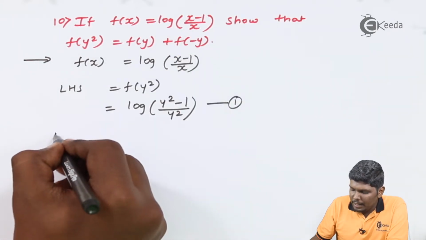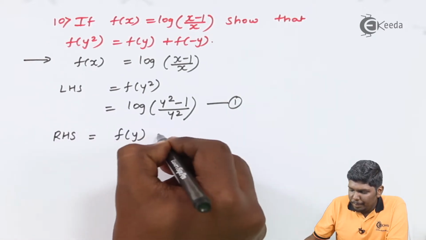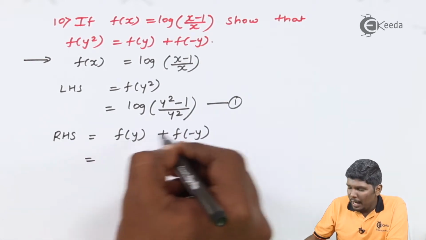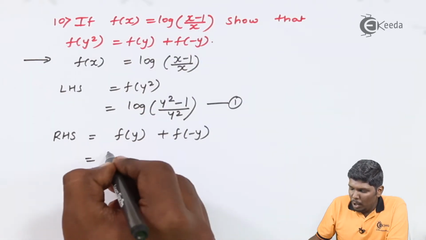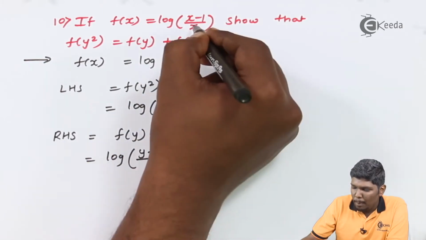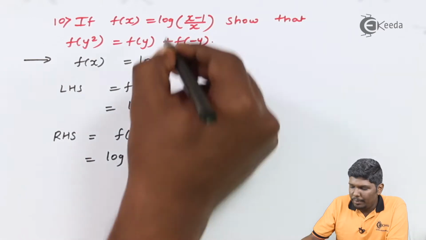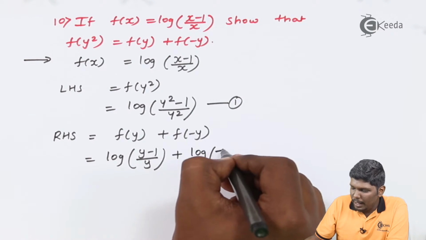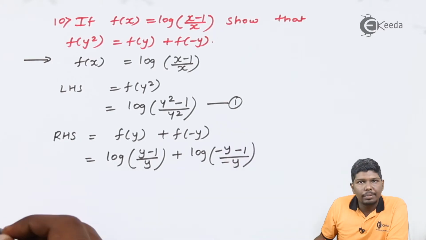Now we'll start with the RHS. In RHS, we have f of y plus f of minus y. So we'll substitute x as y and here x as minus y, again in the same function f of x. So f of y will be log of (y minus 1) upon y, plus f of minus y. So for x we'll write minus y: log of (minus y minus 1) upon minus y.